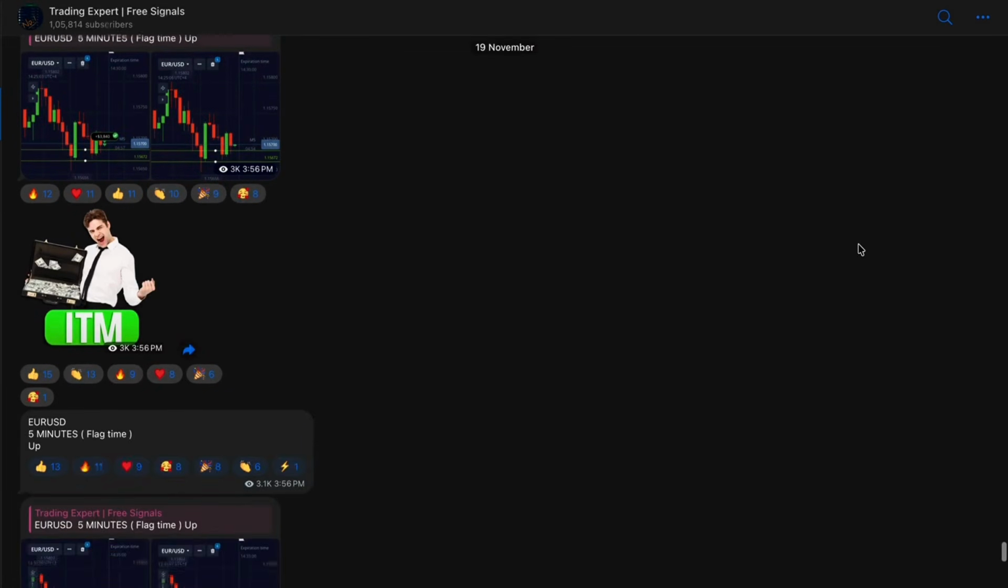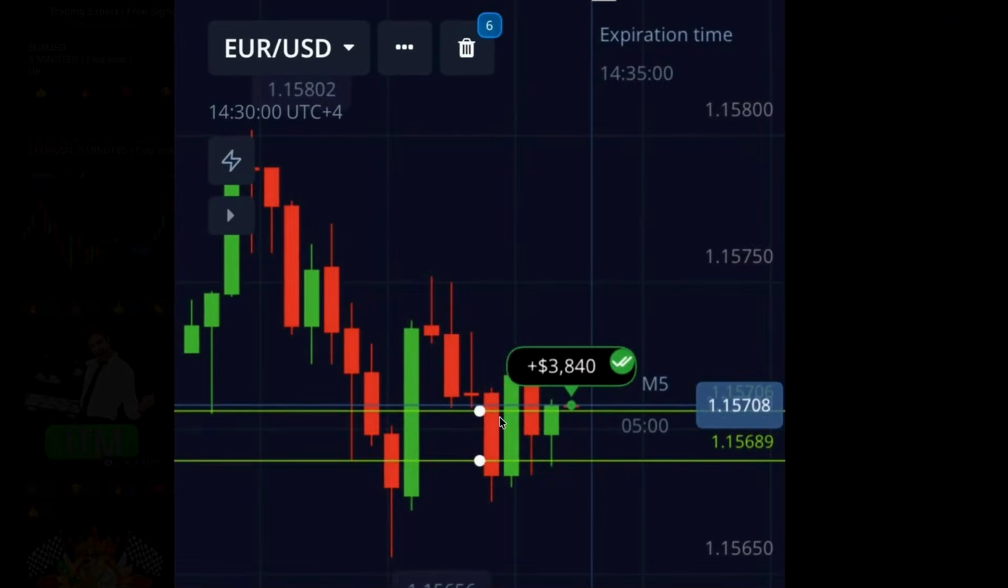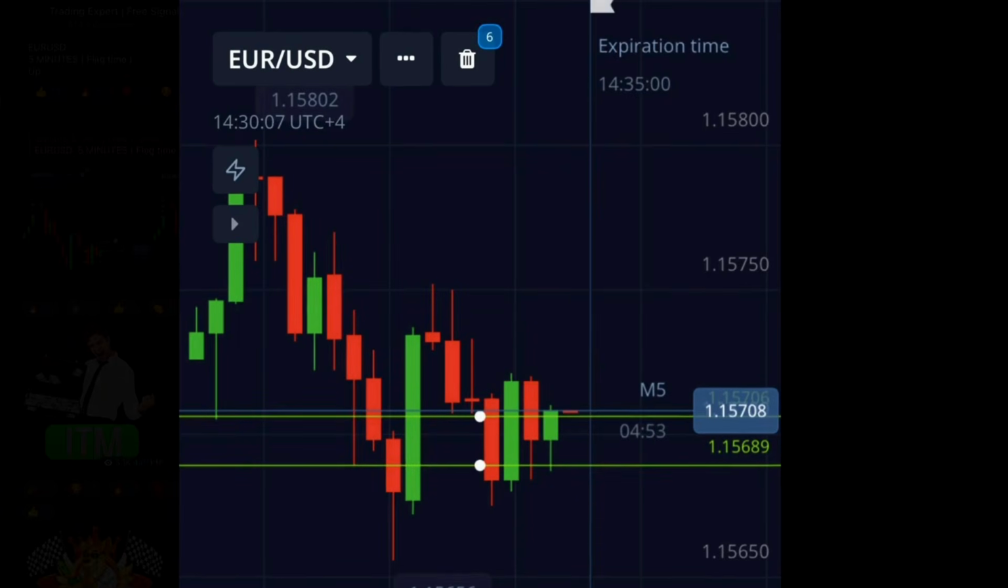The next signal was for USD 5 minutes up again. Here you can just check out. Once again, the price returned to the same support level, and once again we pushed the market up from that zone, with multiple tests of the same support showing strong demand. We took another up trade right here, which played out smoothly. Amazing win.